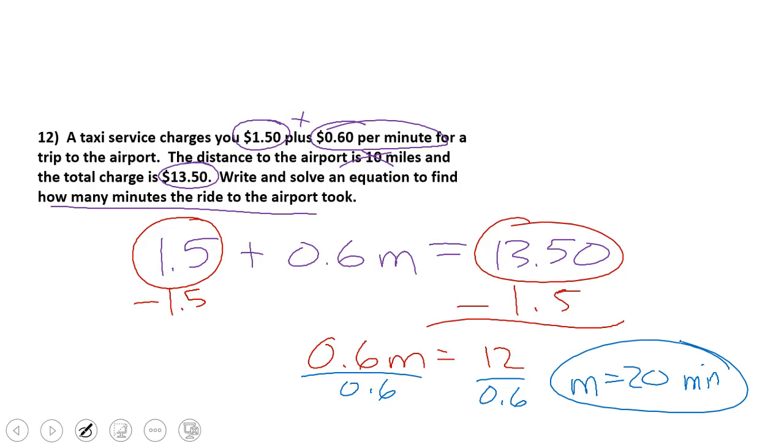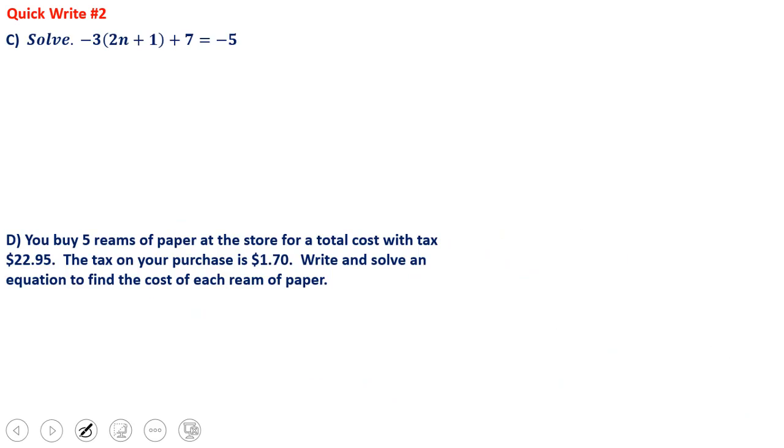Ladies and gentlemen, copy that down and then quickly write down your quick write. You have 2 quick writes. There are 2 things to do on the second quick write: solving this equation and then doing the story problem. So go ahead and read through that, write down the information that you need.